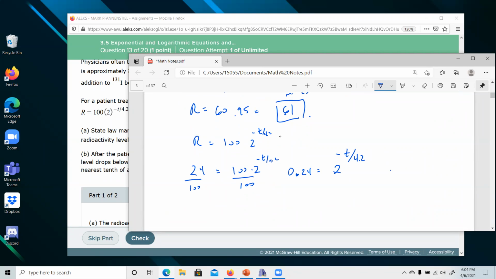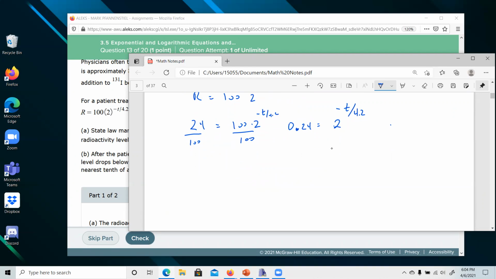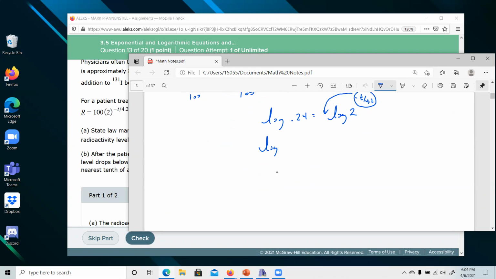I've got a variable in the exponent position. How on earth should we get it down? Take a logarithm. Does it matter which one? No. If we could take log base 2, we probably would, but since that's not on my calculator, I'm not going to worry about it. So log of 0.24 is equal to the log of 2 to the negative t over 4.2. Now the exponent can come down because of our rules of logarithms. So we have log of 0.24 is equal to negative t over 4.2 times log 2.